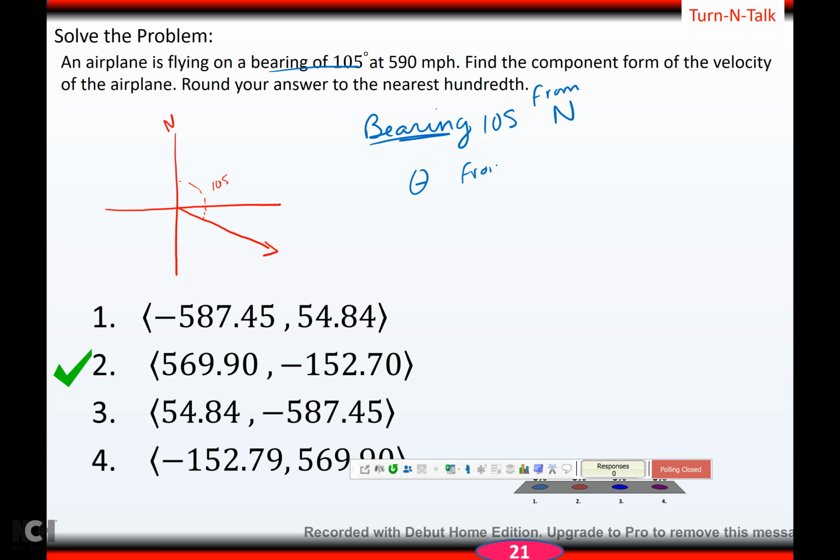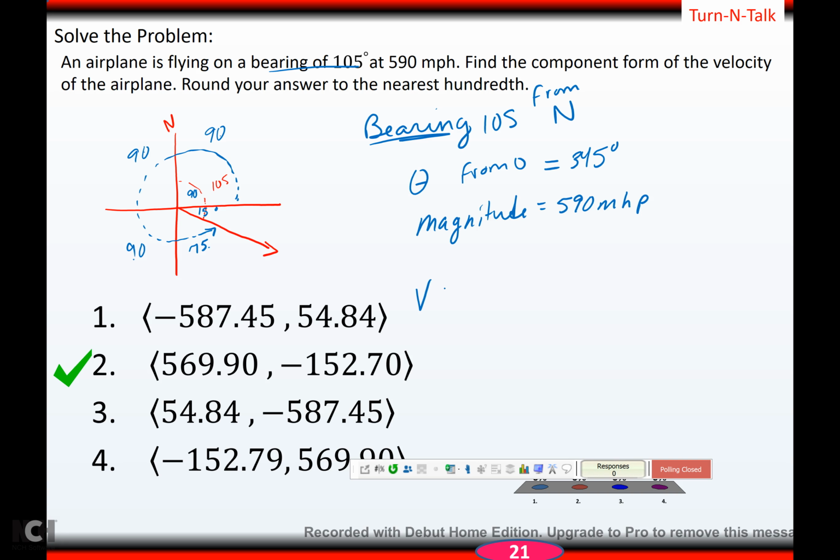Theta is from zero. So to get this angle, I have to come around all the way over to here. If all of this is 105, we know this much is 90, which means this much has to be 15. 105 take away 90 leaves 15 degrees here, which means this side would be 75. And then from here to here is 90, 90, 90. So we're going to add 90 plus 90 plus 90 plus 75. So my theta, my direction angle, would be 345 degrees. And my magnitude, which is the speed, would be 590 miles per hour.